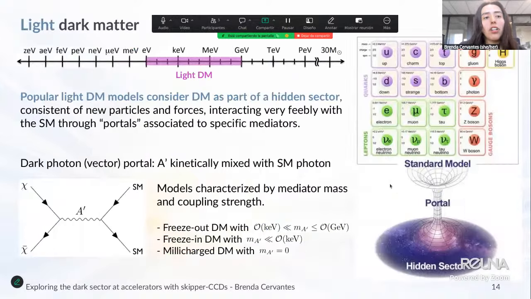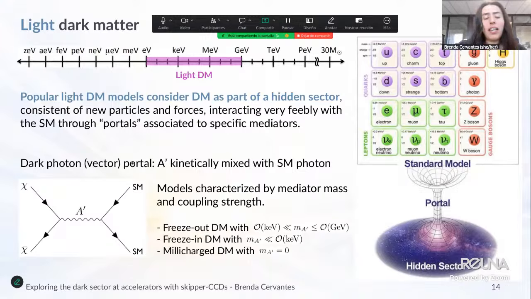But in this talk, I will focus on what we call light-dark matter. We define light-dark matter as those candidates that are between the eV and the GeV mass scale. And popular light-dark matter models usually consider dark matter to be part of a hidden or dark sector, which is essentially a set of new particles and forces different from those that we know, that interact very feebly with the standard model particles through what we call portals that are usually associated to specific mediators.